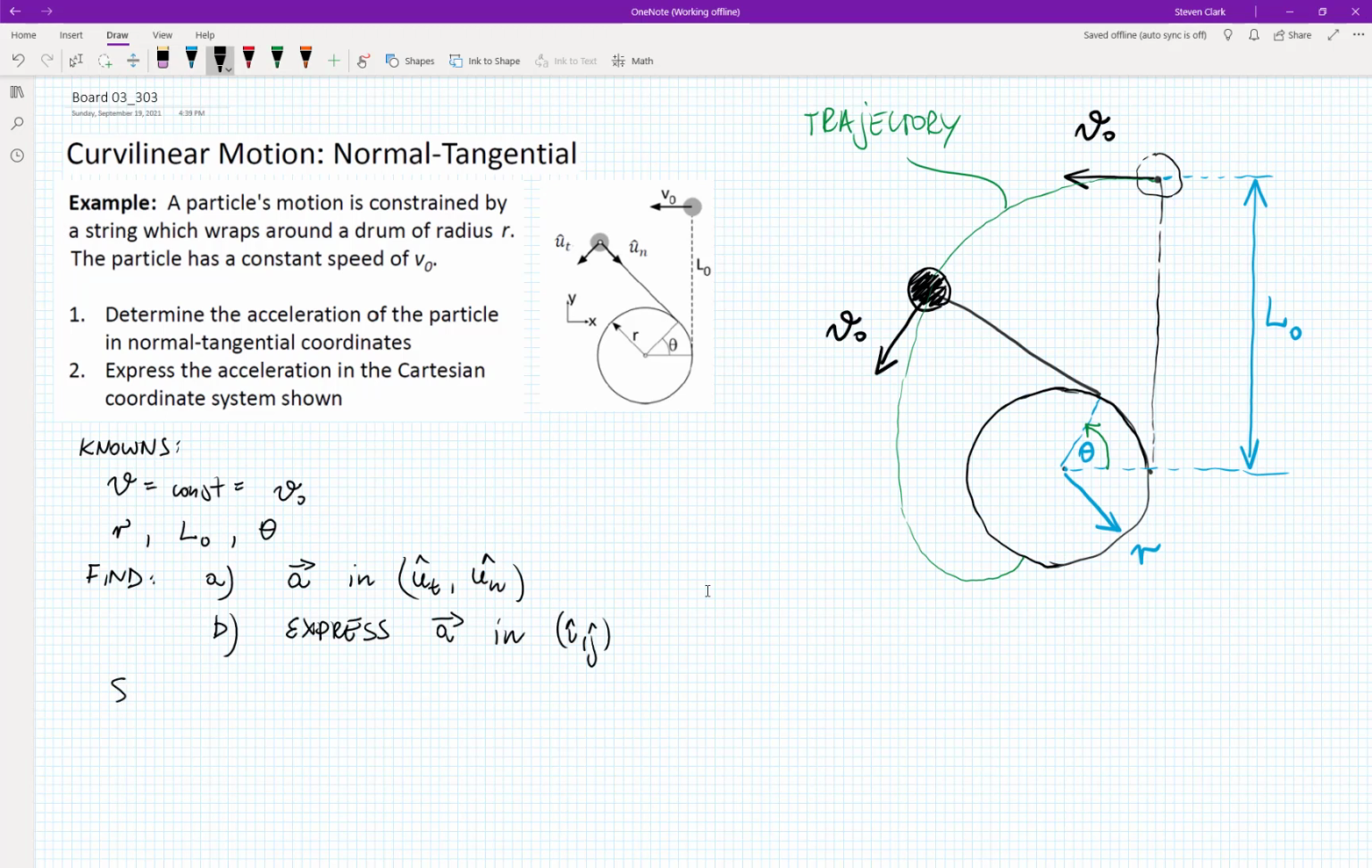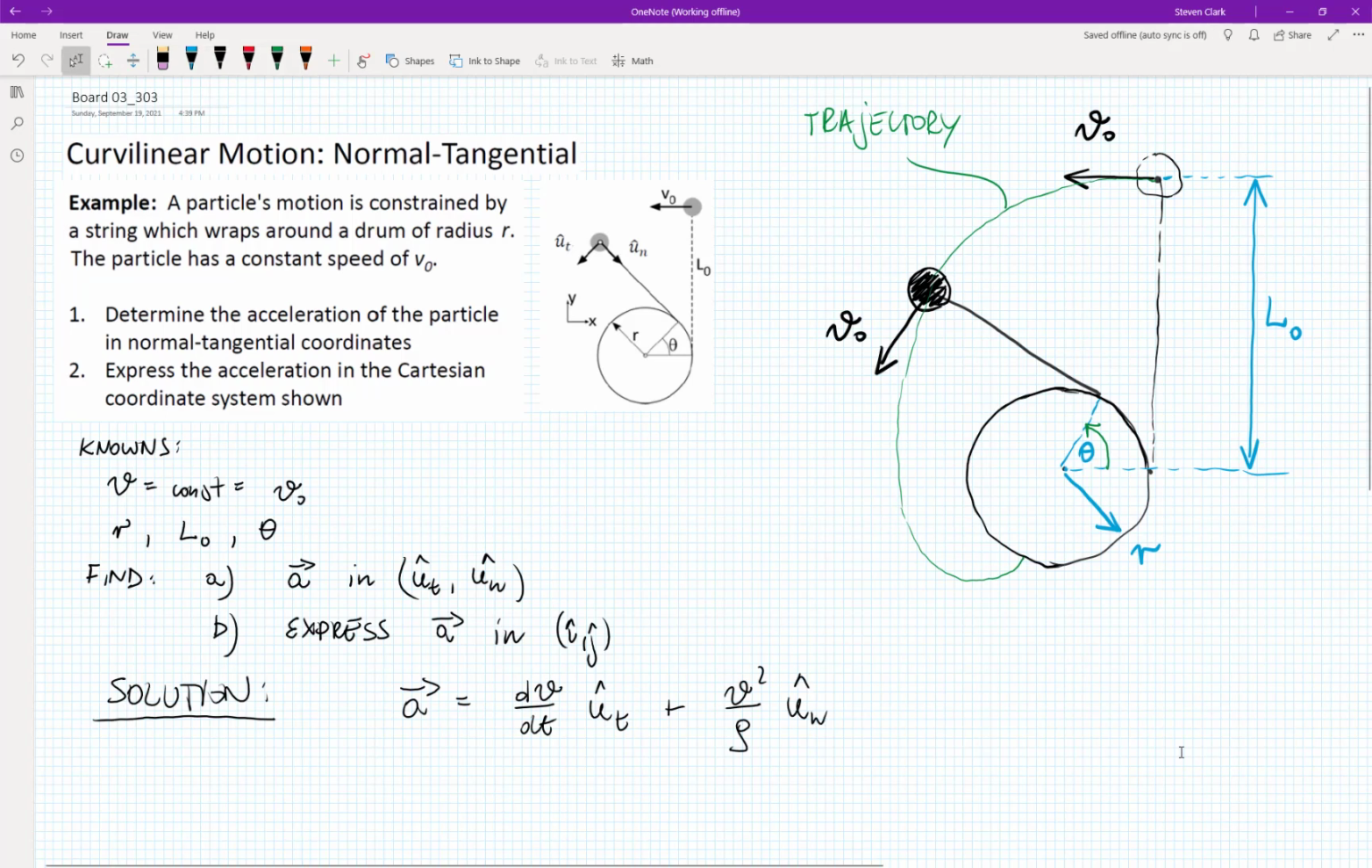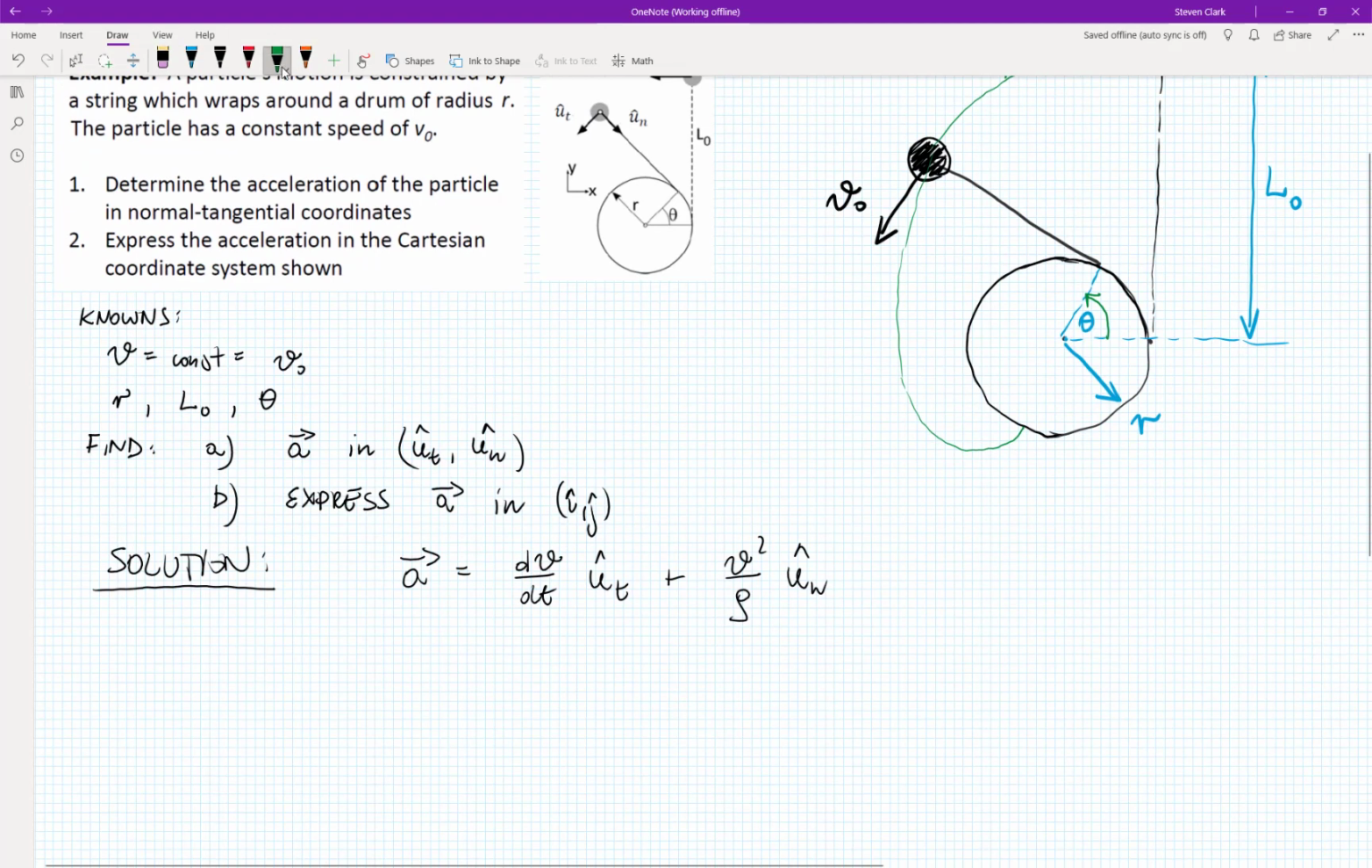So this is my solution. And this is how I approach such problems. First of all, I just take the ready-to-go expression we derived on the previous board. So our acceleration on the previous board was equal to dv dt times ut plus v squared over rho un. And I just fill it out. So basically our goal is to find values or expressions for this and that. And I usually call it AT and AN.